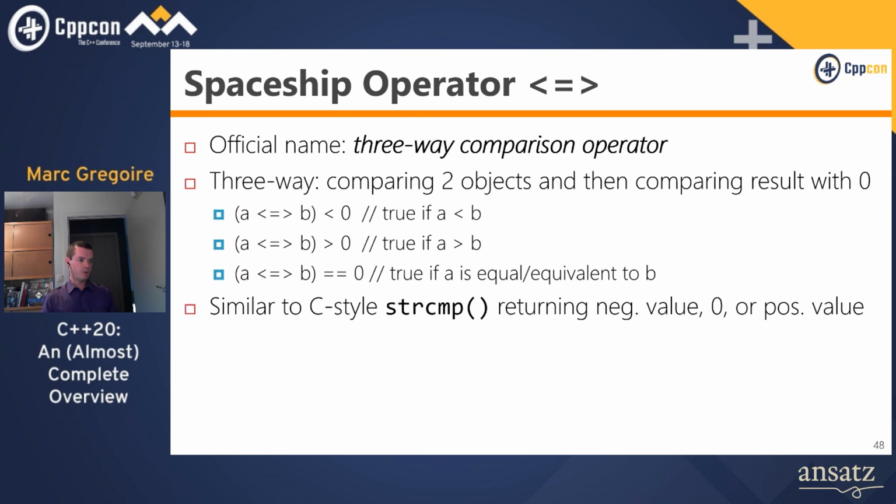Another one is the spaceship operator. Officially, it's called the three-way comparison operator. And basically, with one operator call, you can figure out whether an object is less than another object, equal to another object, or greater than another object. So it's kind of similar to the old C-style string compare, which returns a negative value, 0, or a positive value, depending on whether the first string is less than, equal to, or greater than the second string.